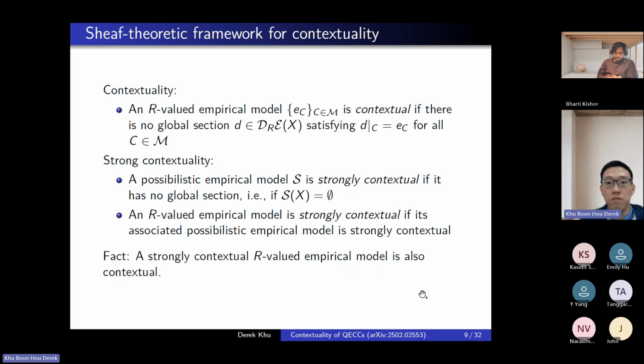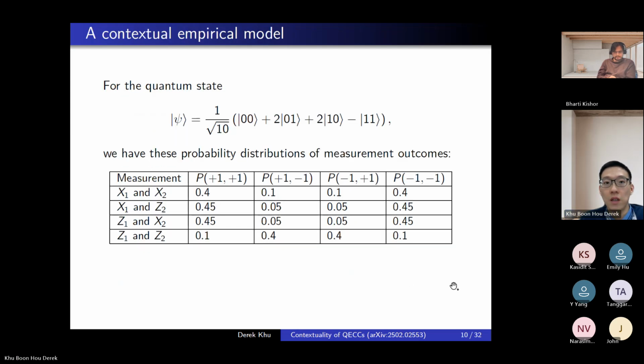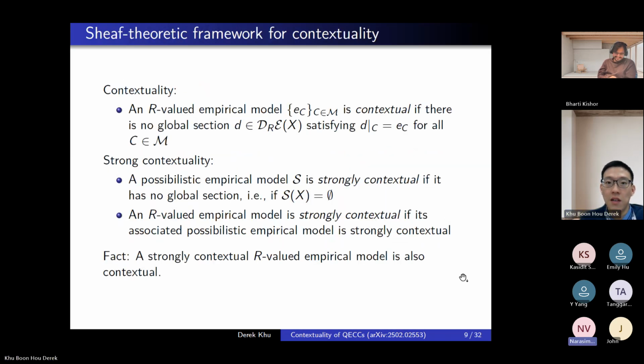Any questions? No. Okay. Can you just stay on this slide for a bit, because I think it's very terse. There is a lot to absorb. Yes. So contextuality, I'm going to give two examples over the next few slides. But basically, contextuality means that if you have an empirical model, which is a collection of distributions over each of the contexts, you cannot find a joint distribution that restricts to each of these marginal distributions.